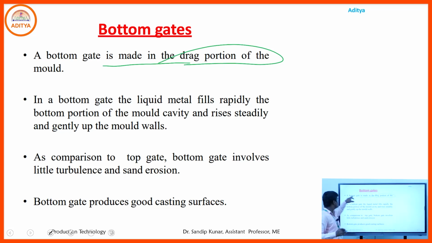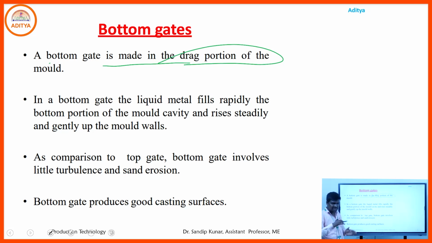That bottom gate, top gate will be provided to the cope portion, means that is the upper part of the casting, and the lower part of the casting is called the drag. Means bottom gate will be provided to the drag portion. Okay. So in this case, it will flow rapidly through the bottom gate, so the mold cavity rises steadily, means through the top gate the molten metal comes in and fills up the bottom cavity of that particular mold.